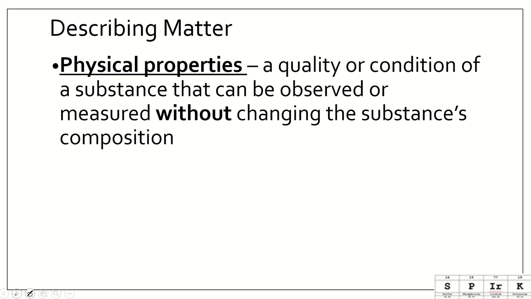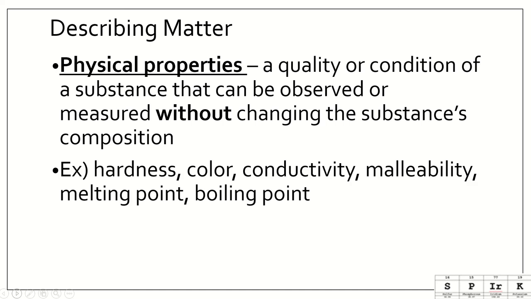So let's talk about physical properties. A physical property is a quality or condition of a substance that can be observed or measured without changing the substance's composition. So for example, we look at hardness, color, conductivity, which means it can conduct heat or electricity, malleability, which is its ability to change shape, the melting point, and the boiling point. All of these qualities can be observed or measured without changing the substance's composition.